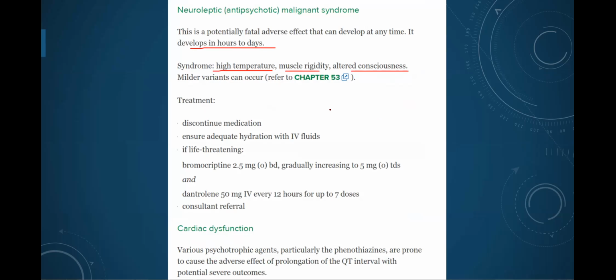First treatment is to stop the medication immediately. Symptomatic management like IV fluid, hydration. If it is becoming very severe, then you can give bromocriptine and dantrolene. This will reverse the effects of the antipsychotic.